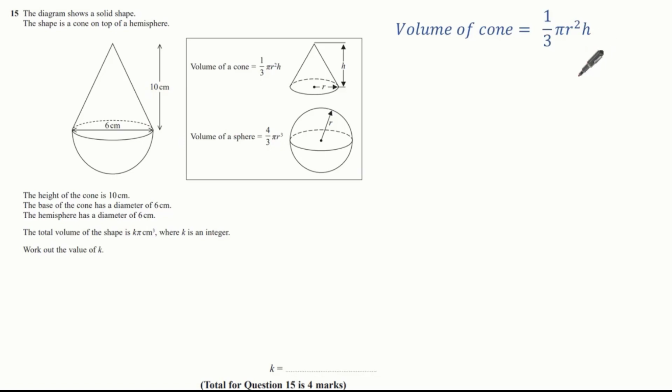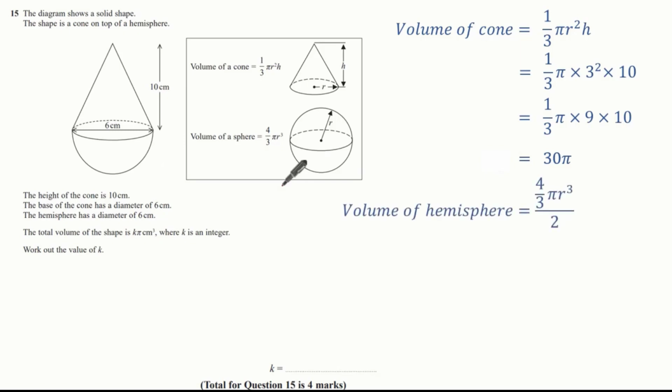So let's substitute what we know. From our diagram we can see that the radius is 3 and the height is 10. So working this out, we've got 1/3 pi times our 9 times our 10. Now remember, this is a non-calculator exam, so we have to work it out. 9 times 10 is 90, and 1/3 of that 90 is 30. So therefore, my answer for the volume of the cone is 30 pi, making sure you do leave it in terms of pi.